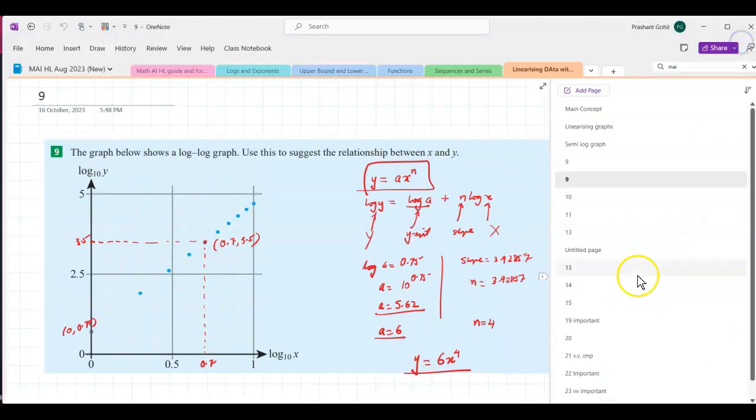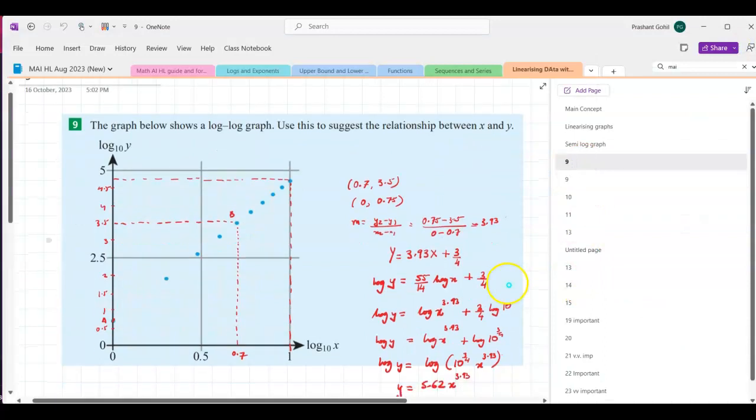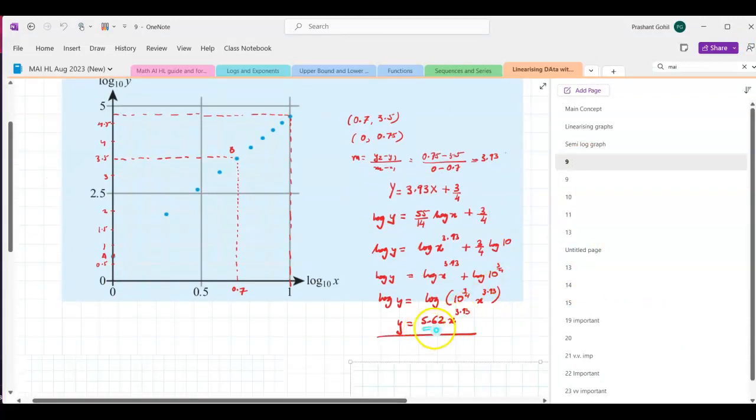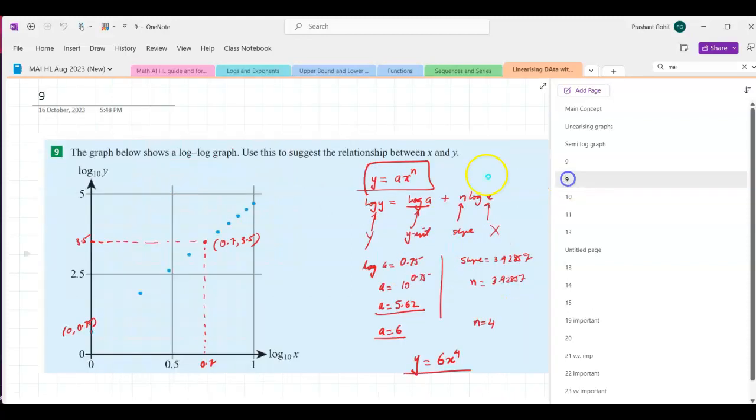Now the method 1 that I showed you, we got this. If you round these values, you'll get the same answer. 6x raised to 4. The textbook is rounded off. So either you find the equation of a line and then combine it, or you start with this and then find the y-intercept and slope. Both are fine.